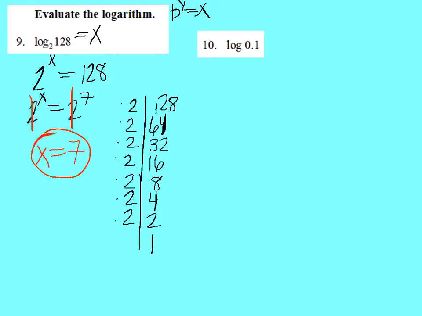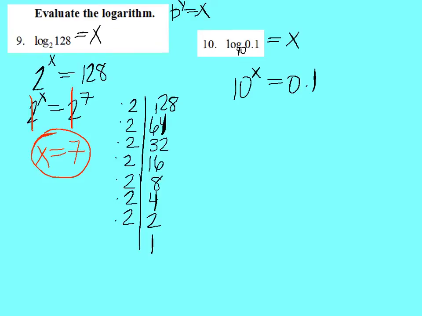Looking at number 10, we're doing exactly the same thing. So we're going to set it first equal to x, and then we're going to change the form. Now here we don't have a base, but we know that our base when not given to us is base 10. So changing the form to saying b to the x, we get 10 to the x is equal to 0.1.